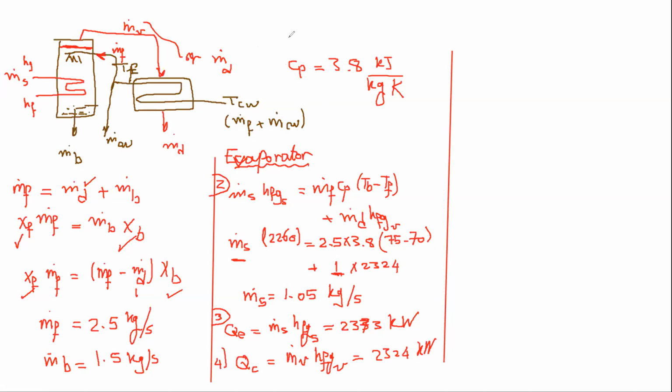Then what is needed after this is we want to get the area in the evaporator. So the part number 5 here is the evaporator area.